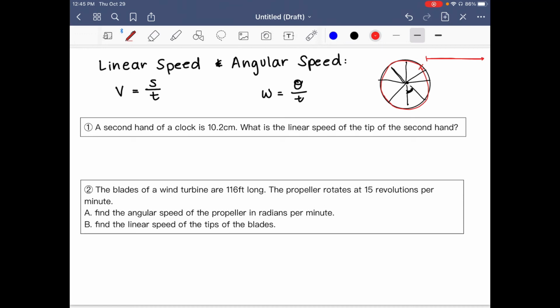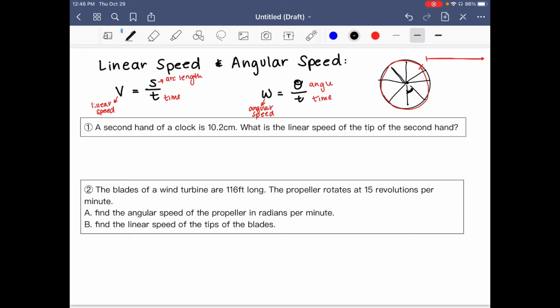V equals S over T. V is our linear speed. S is still our arc length. And T is our time. Angular speed, that's this thing, this little W looking thing. Angular speed is our angle over time. Okay, so let's do some examples.